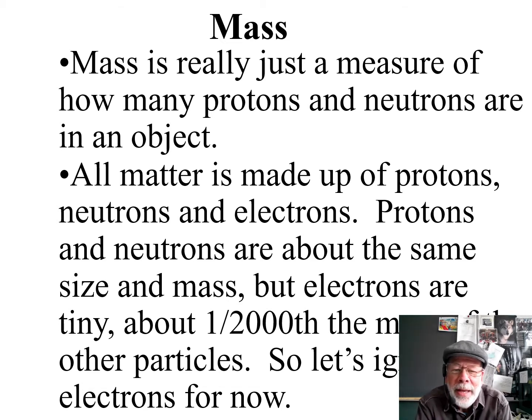All matter is made up of protons, neutrons, and electrons. That's what every atom is made of. Protons and neutrons are about the same size and mass, but electrons are tiny. They're about 1/2000th the mass of other particles. So let's just ignore the electrons for now.